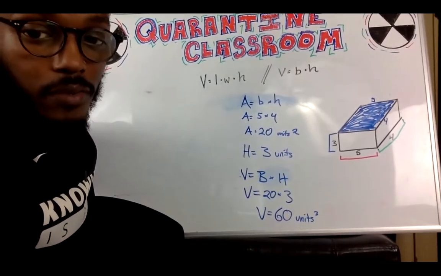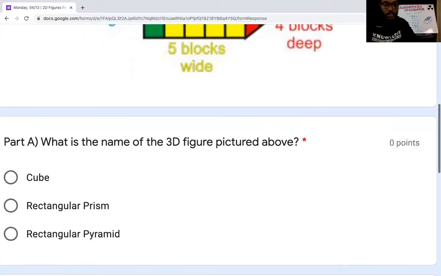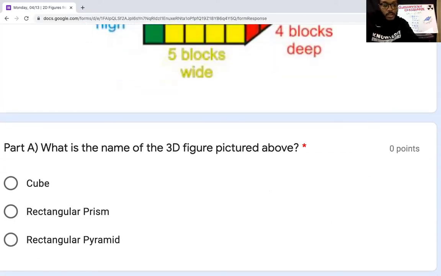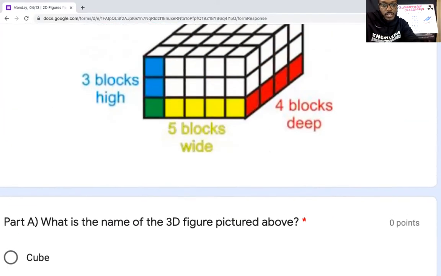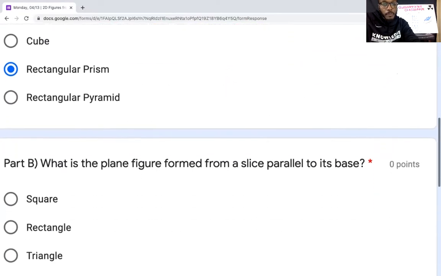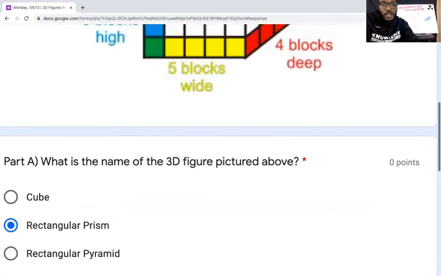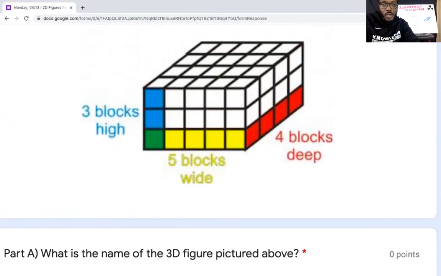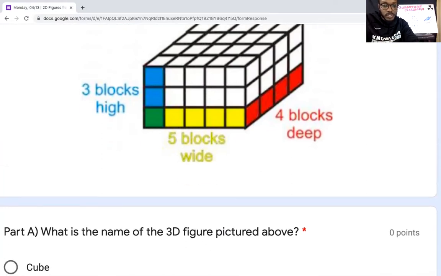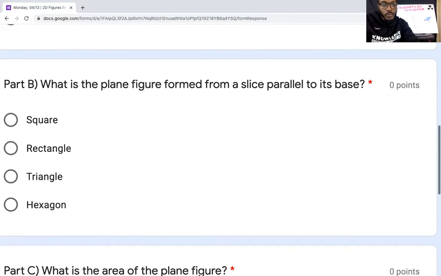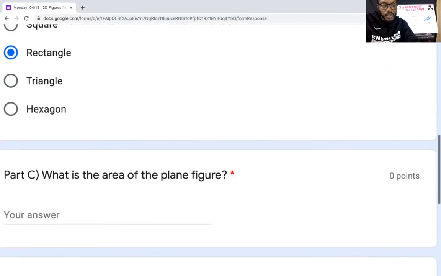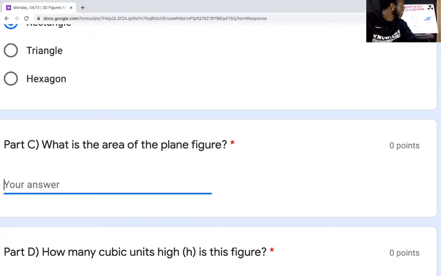I'm going to set up for the second one. So we're looking at this rectangular prism: rectangular base, rectangular sides. What is the plane formed if we slice parallel to its base? If we were to slice parallel to the base, we would be cutting this like we were shaving off a layer off the top or in the middle. We would get a rectangle. What is the area of the plane figure? We know that the area is 20 square units.